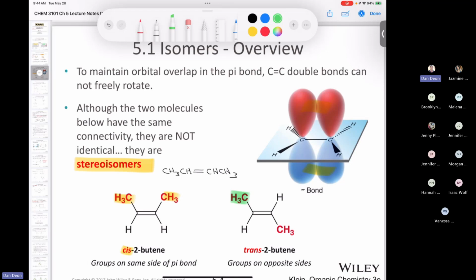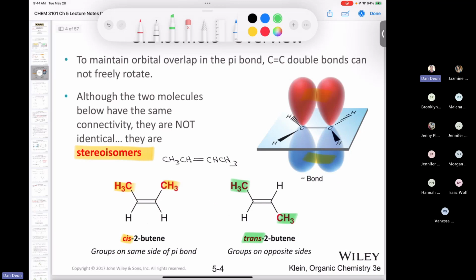And on the other one, they're on opposite sides of the double bond, and so they are trans. So again, to repeat for the third time, stereoisomers have the same order of connection or connectivity of the atoms, but the arrangement in 3 dimensions is different, and so we say that they are stereoisomers. So cis and trans is one type of stereoisomerism.